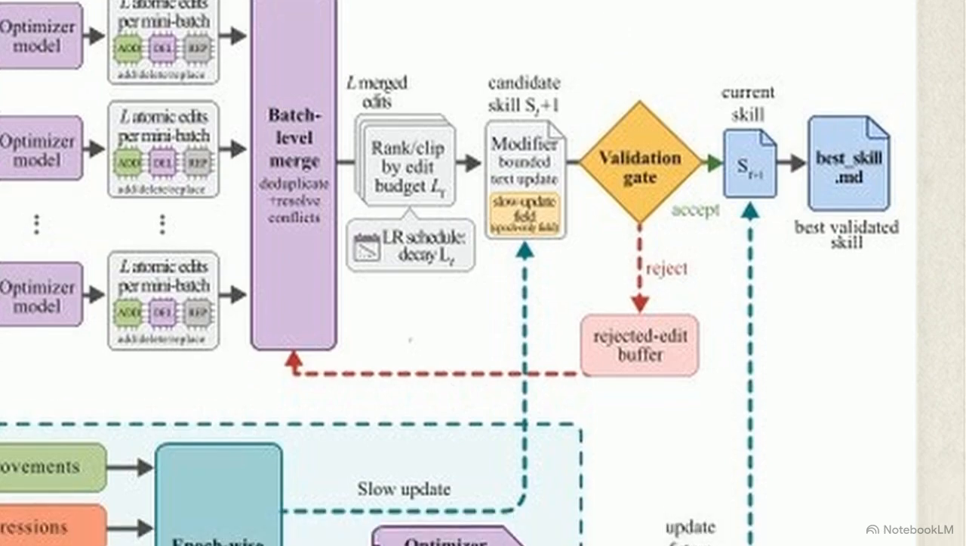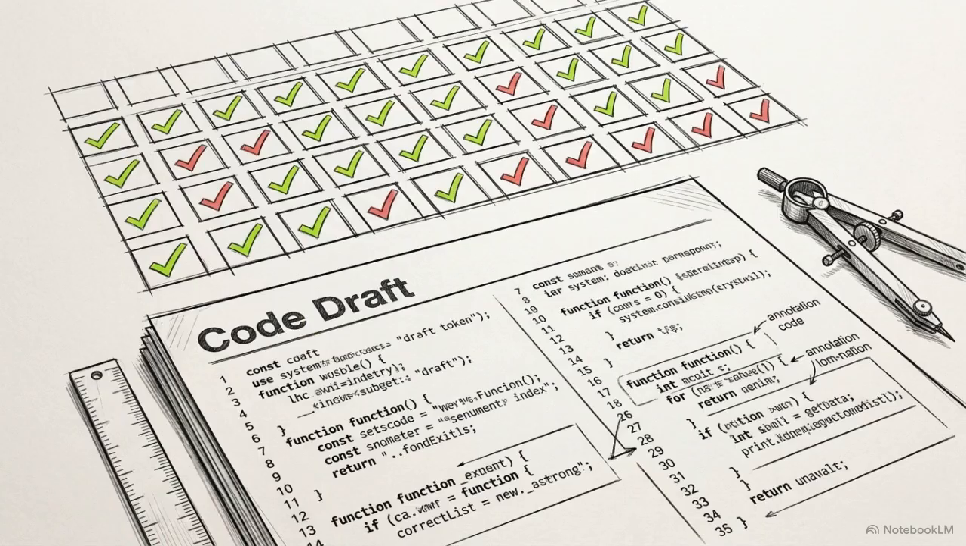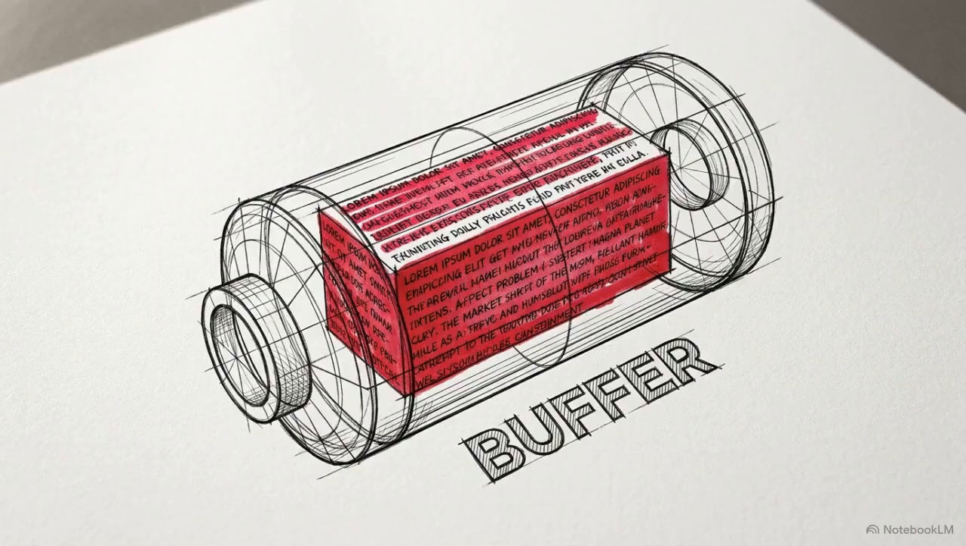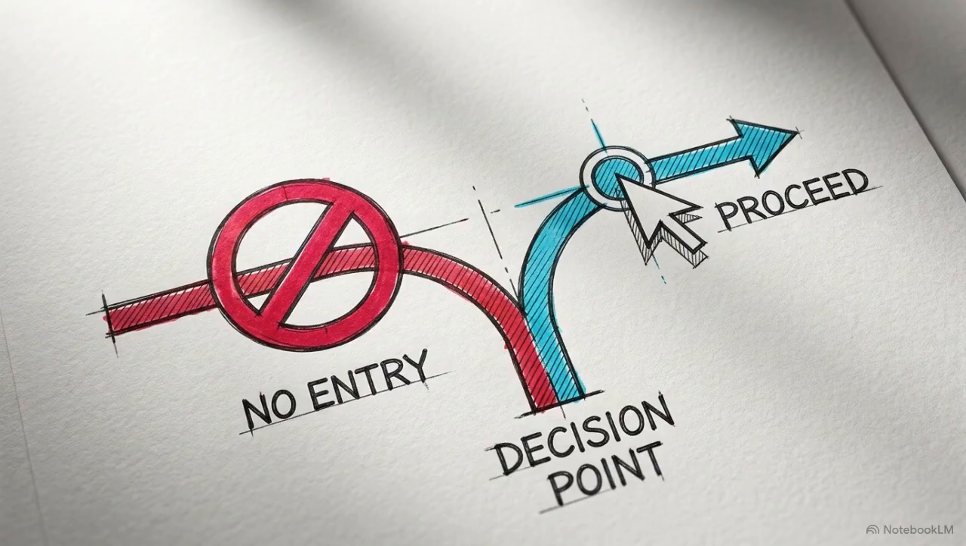This section of the diagram outlines the core safety mechanisms, the validation gate, and the rejected edit buffer. A proposed edit can sound logical in text while actively degrading actual execution performance. Every candidate skill is executed against a strict selection split. If the score drops or even ties, the candidate is instantly rejected. That rejected edit is then pushed into an epoch local buffer. This creates explicit negative feedback for the next pass. The closed-loop system mathematically prevents the optimizer from repeating dead-end textual directions.